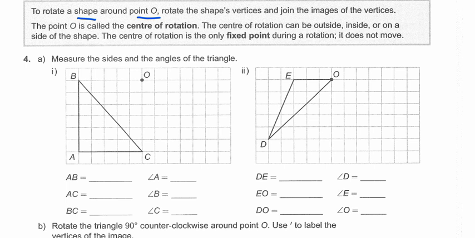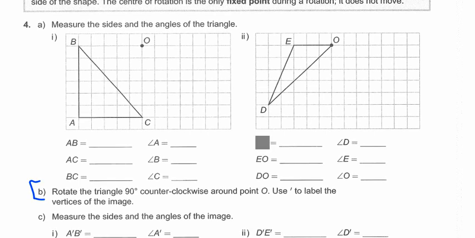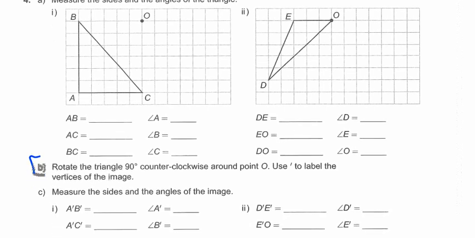The center of rotation can be outside, inside, or on the edge of a shape. The center of rotation is the only fixed point during a rotation. It's the only thing that does not move. Okay? So it says measure the sides and angles of the triangle, and then for B down here it says rotate the triangle 90 degrees counterclockwise around point O. Use prime to label the vertices of the image.